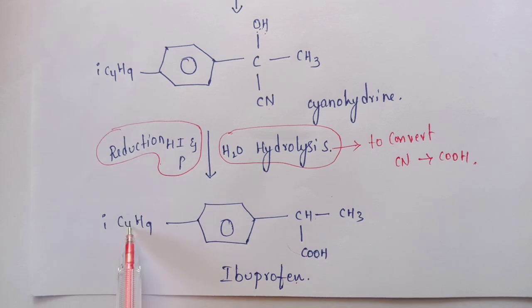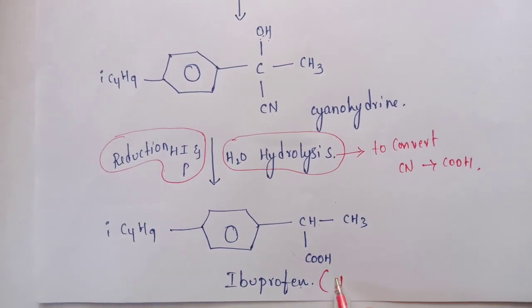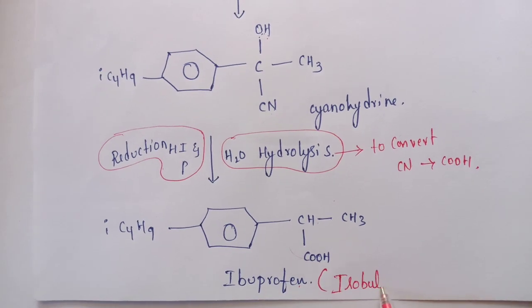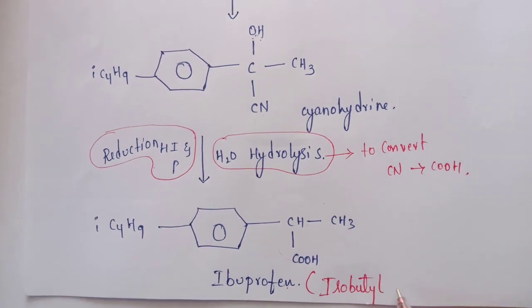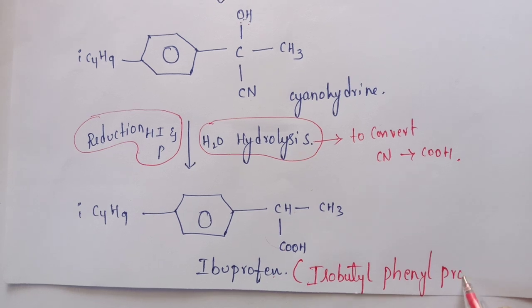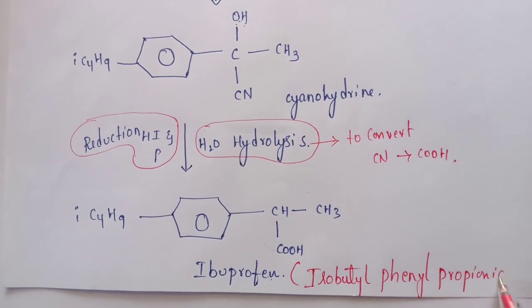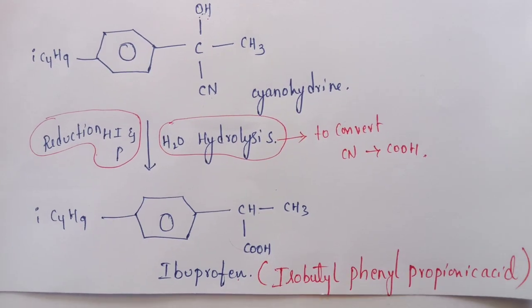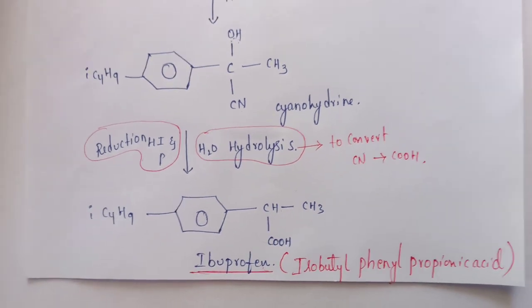Simply name it as isobutyl. What is the chemical name? Isobutyl phenyl propionic acid is nothing but ibuprofen. This is the synthesis of ibuprofen.